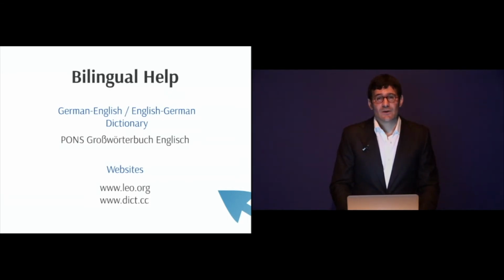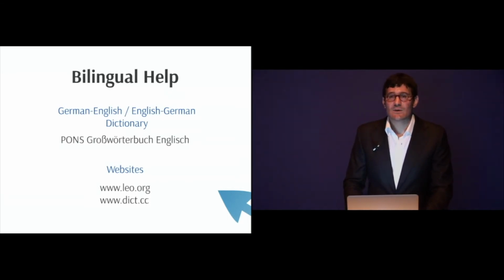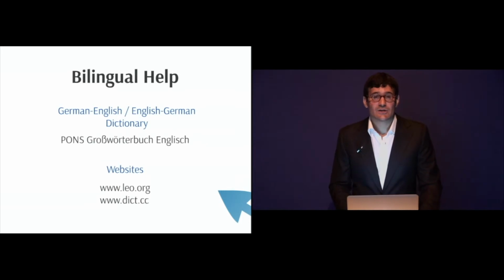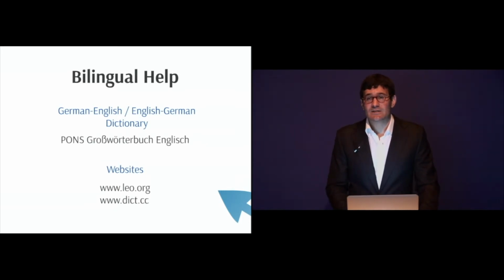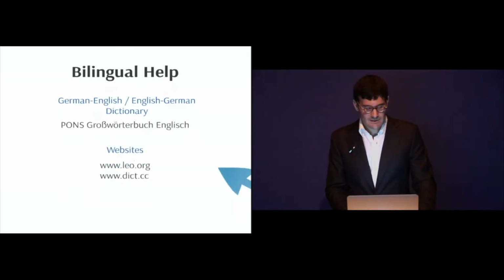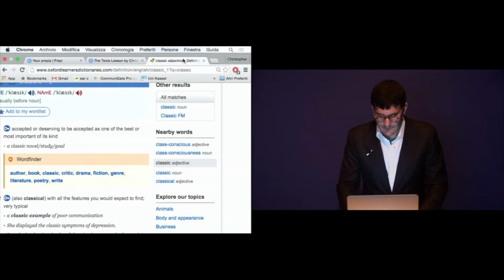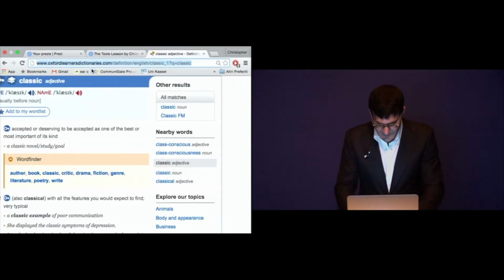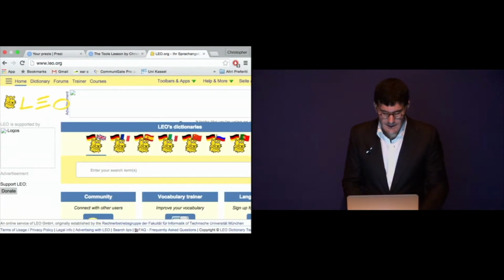So we'll take a look at those two tools now. What do Leo and Dix-CC tell you, and what don't they tell you? And when we take a look at what they don't tell you, this is when you need to use Leo and Dix-CC in conjunction with your monolingual English dictionary. So let's take a look very briefly at Leo and Dix-CC. So let's begin maybe with Leo.